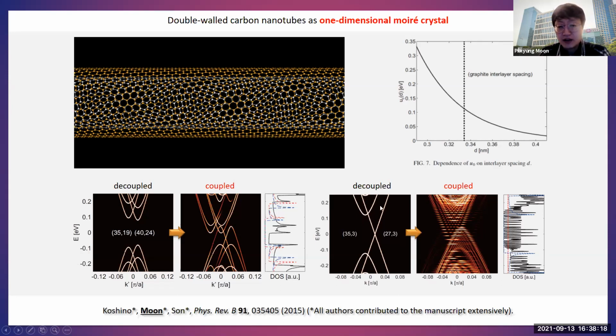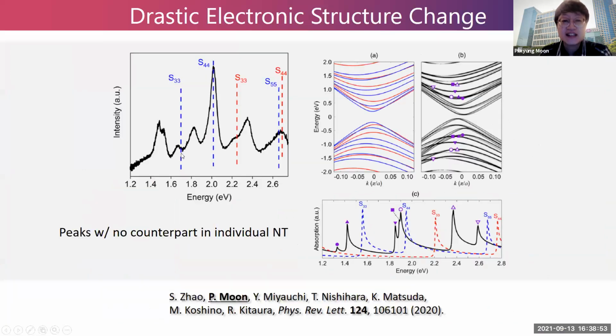And this is the band structure of a conventional picture composed of a semiconducting nanotube and metallic nanotube. And we show that in a specific configuration, the metallicity is completely removed, and we get a Landau level-like spectrum, even in the absence of a magnetic field. Recently, we showed that the nanotube under strong coupling condition actually shows an extra peak, which is not present in a single decoupled bilayer picture.